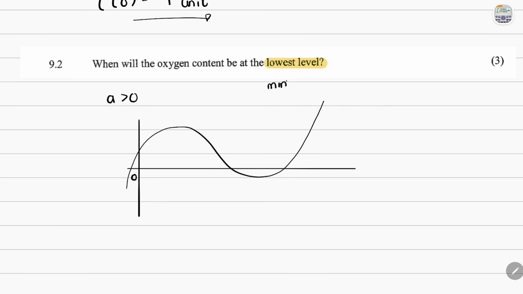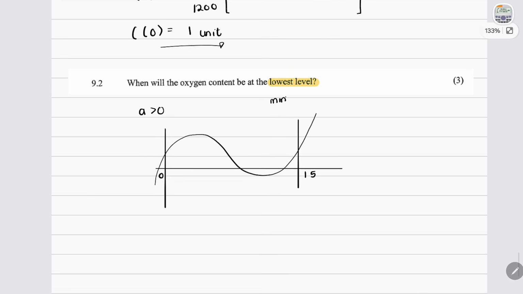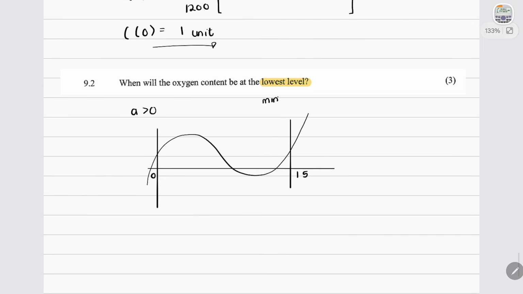From 0 to 15, wherever 15 is. Let's say 15 was somewhere over here. You're just measuring, and we're saying what is the oxygen content at the lowest level. So we'll be looking for the local minimum. This would be the lowest level that it reaches, and that would be the highest level that it reaches. When we find the y value that belongs to that point, you'd be able to find out exactly what that unit level was.